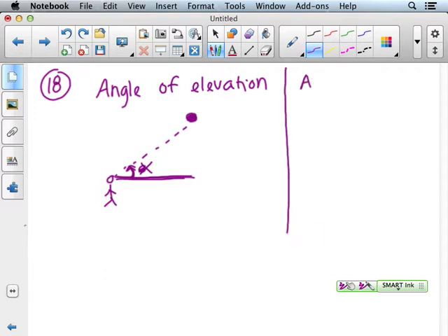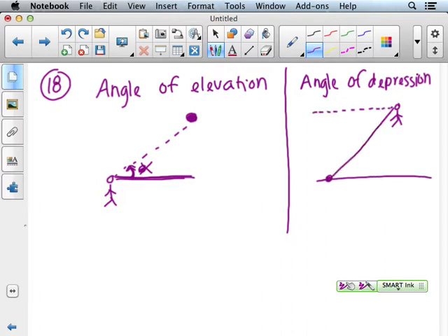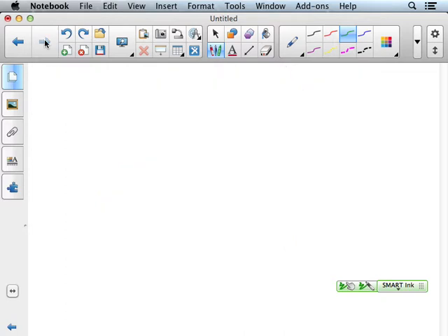Angle of depression is the opposite. If I was in the sky looking down at an object down here, my angle of depression is this angle relative to this horizontal line. Now remember, because this line and this line are parallel, your angle of elevation and your angle of depression are going to be alternate interior angles, so they will always be congruent. So remember that.